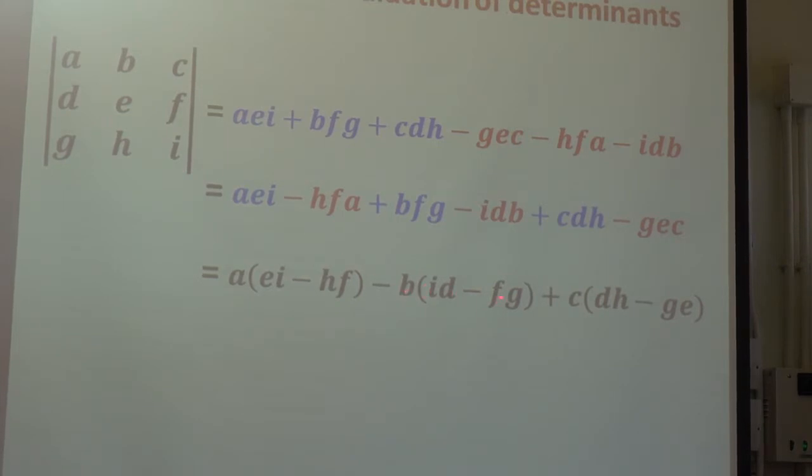B times I D minus F G. I D, F G, another one, right? But bear in mind that this part is negative. So somehow you have to determine negative and positive. Is that okay? It's interesting, right? And C, D H G E. So all these little 2 by 2 determinants use the second and third rows, where the common factor is actually coming from the first row.